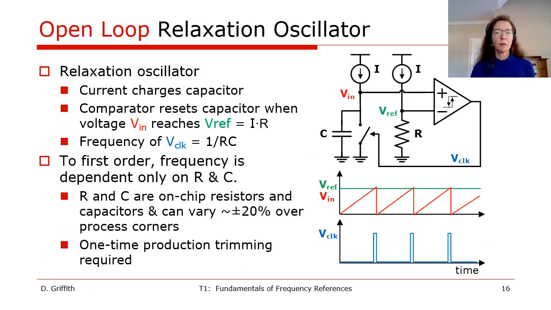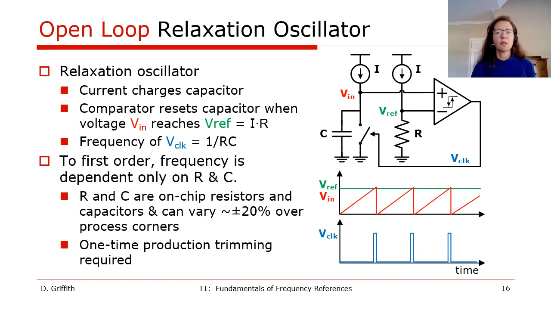Well, one way to make a more stable integrated oscillator is to design a relaxation oscillator. This is an open loop architecture as shown in the figure to the right. In this circuit, a current charges a capacitor. When the capacitor voltage reaches a reference voltage set by a current into a resistor, a comparator resets the capacitor voltage. This gives a frequency proportional to 1 over RC, which means that the frequency is dependent only on the values of R and C to the first order.